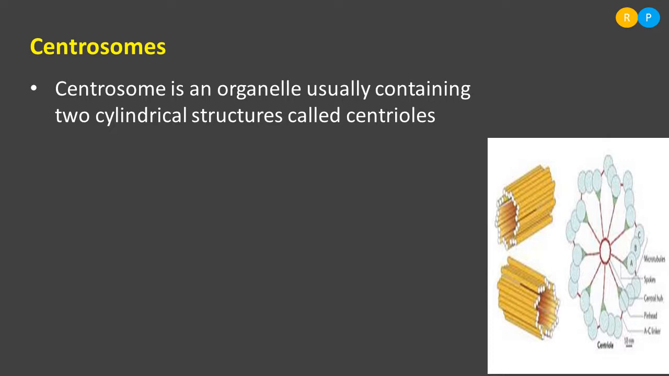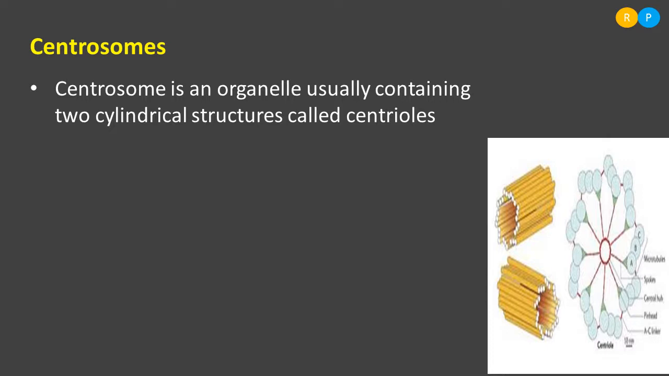We can find in the diagram there are two cylindrical structures located in the cell. So this pair of structures is named as centrosome. Each of the cylindrical structures we can see here is named as a centriole. So a pair of centrioles form a cell organelle called centrosome.